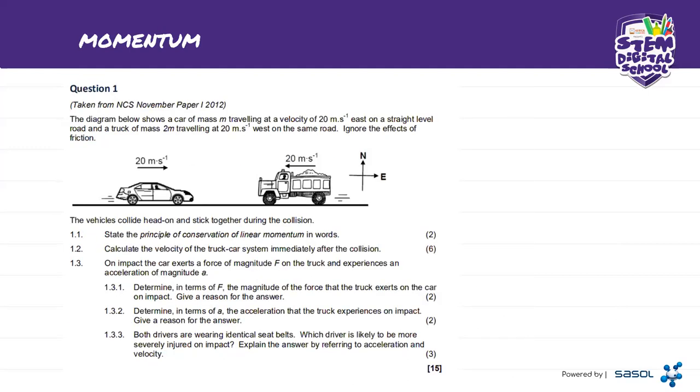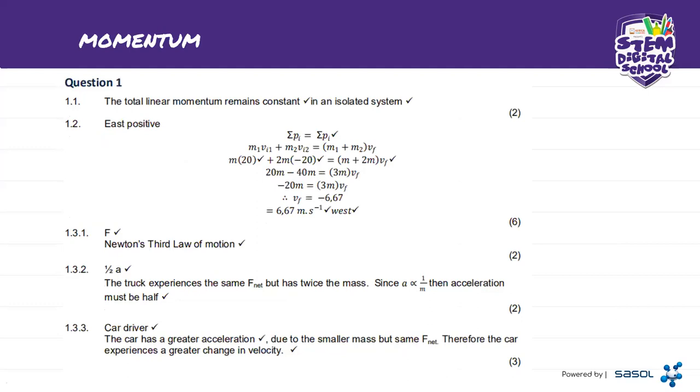1.3.1. So they say here, determine in terms of F the magnitude of the force that the truck exerts on the car on impact and give a reason for it. Okay, so on impact, the car exerts force magnitude F on the truck and experiences an acceleration of magnitude A. So that is going to be F, and it's going to be our Newton's third law. Okay, so that's going to be your 2 marks.